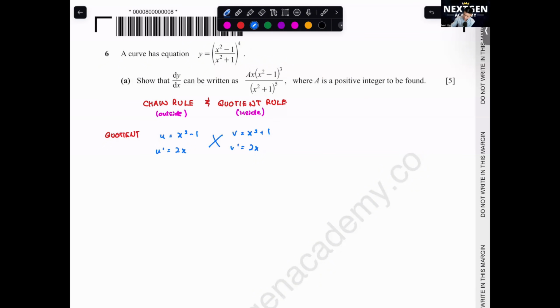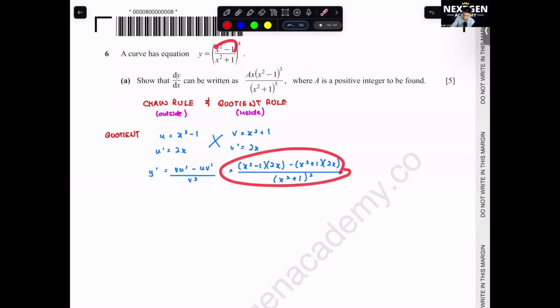Then we cross multiply. It's not exactly y prime, but the derivative of this will be (v u prime minus u v prime) over v squared. This is (x squared plus 1)(2x) minus (x squared minus 1)(2x) over (x squared plus 1) squared. We don't simplify further first. We put it into the equation because they want us to simplify to a certain form, right? So when we differentiate inside the bracket, we should get this.